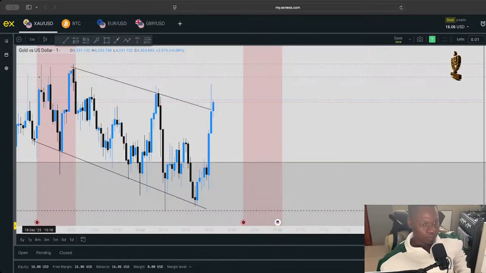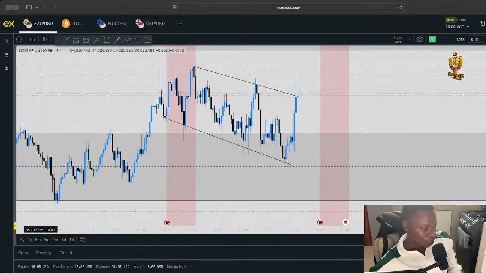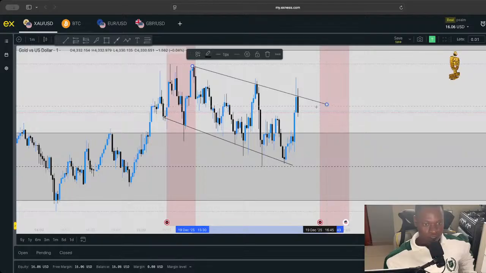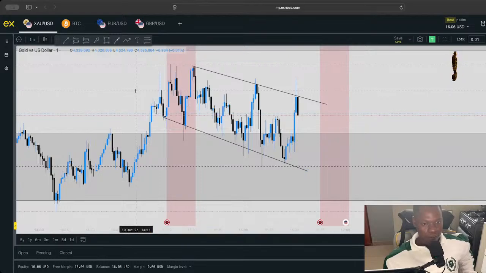So I wanted to see it coming to my level, but it didn't hit the level that I wanted to re-enter from. And now it just boom went up. So this is the third touch. We might see it coming. If it just taps around here, I'll just enter from there.